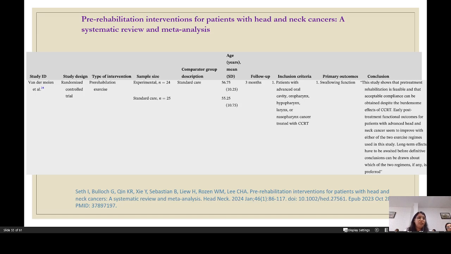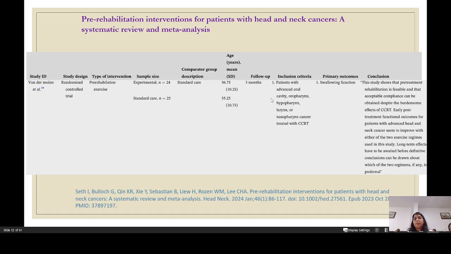So, in the first study, Vander Malone et al. Study design was a randomized control trial. Type of intervention is rehabilitation exercise. Sample size included experimental 24 patients and standard 25. Mean age was 56 years or 55 years in both groups. Follow-up was for 3 months.